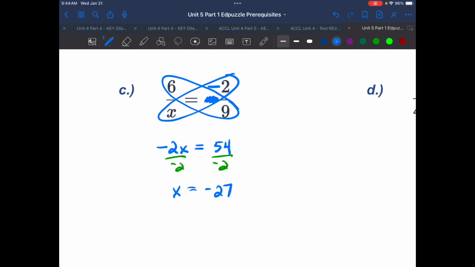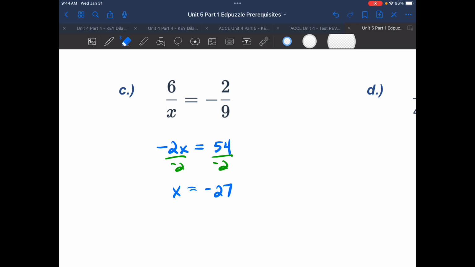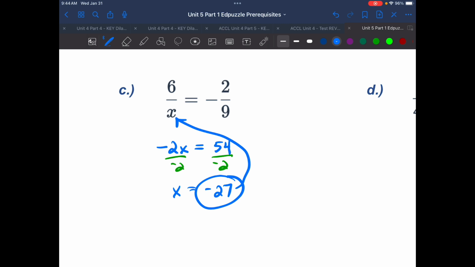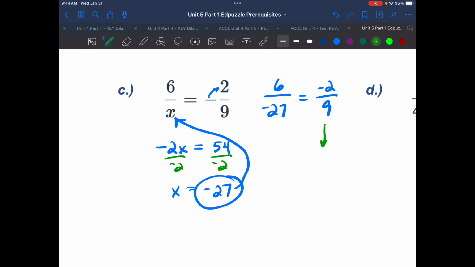So I'm going to go back to the original equation, and I'm going to take my negative 27 and put it there. There's two ways to check this. I have 6 over negative 27, and remember we put the negative up top, negative 2 over 9. So one way to check this would be by cross-multiplying, right? And we should get the same number. However, there's another way to check this. This is negative 2/9 simplified.